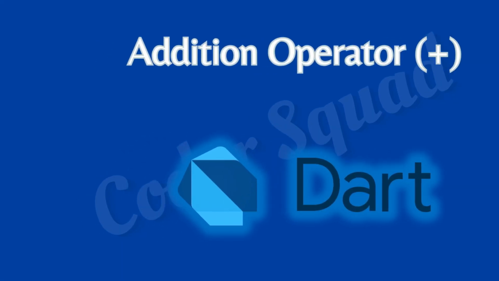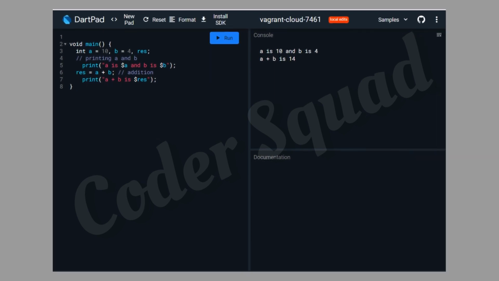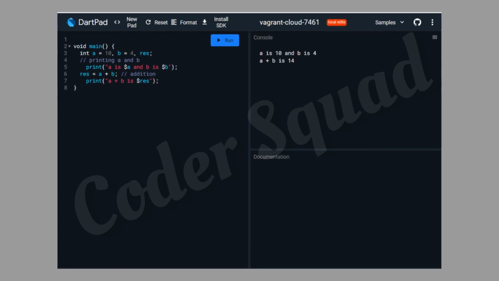The addition operator, plus, in Dart is used to add numerical values together. It can also concatenate strings. Let's explore how the addition operator works in Dart.